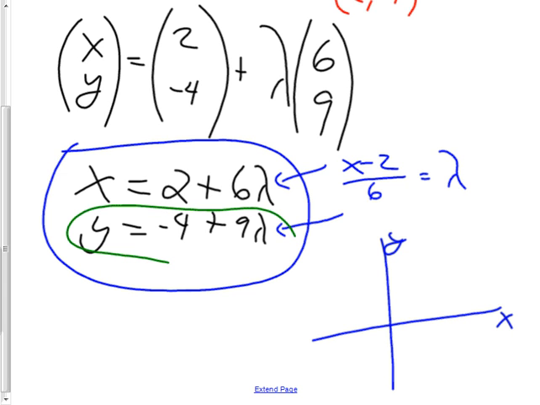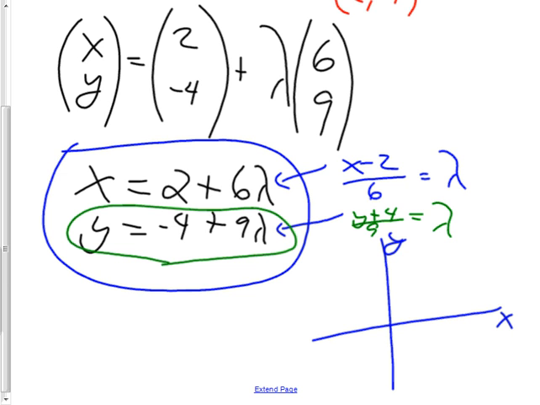So you should be solving this right now. This is baby algebra. You can do this, no biggie. Raise your hand when you got it. All right, I'm going to take you. What did you have? I have y plus 4. Yep. Y plus 4 over 9 equals lambda.